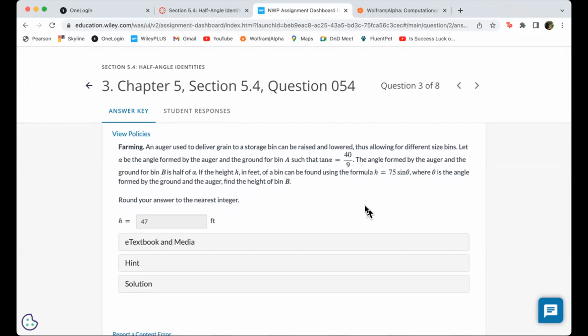But why would you have a question based off of farming? I don't know, why would you have a question based on it, alpha anything? As far as I'm concerned, I could just say, oh, tangent of alpha is 40 over 9. Find sine of alpha over 2. And that would be the same problem.